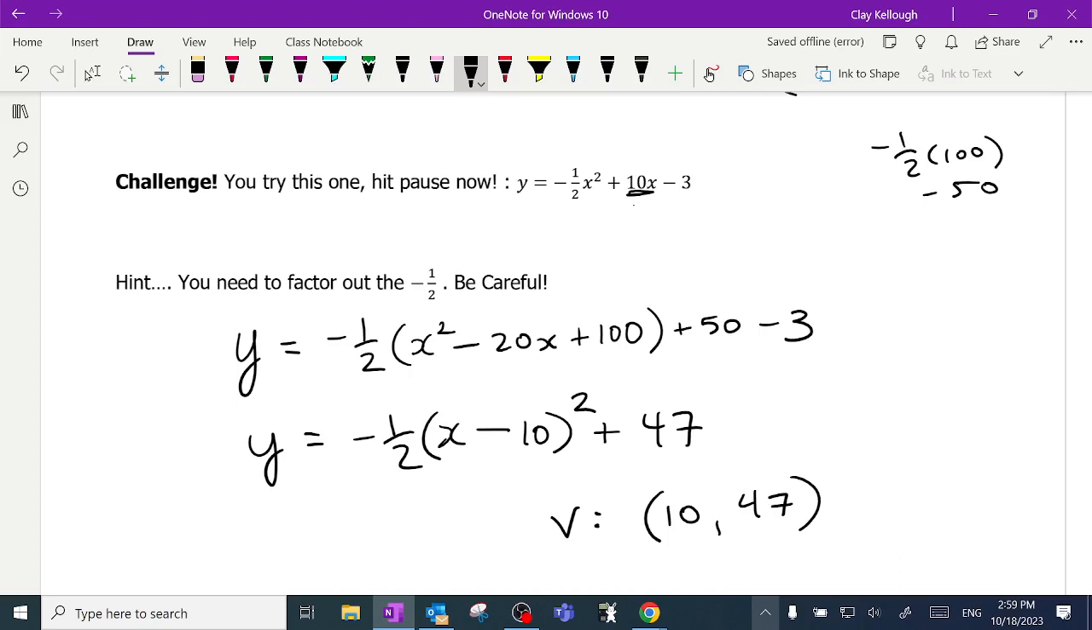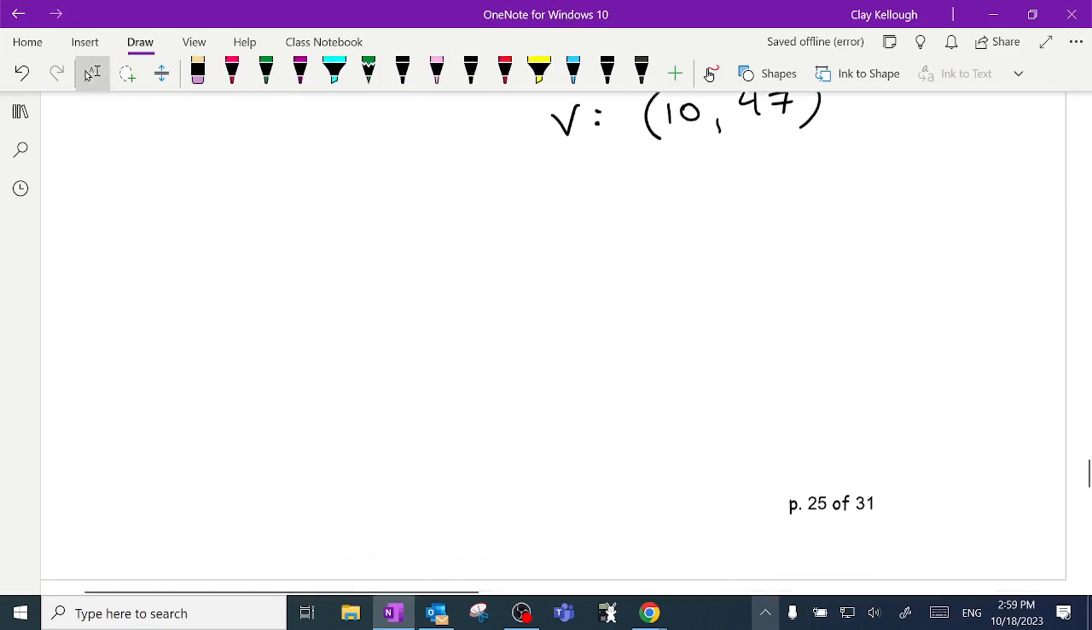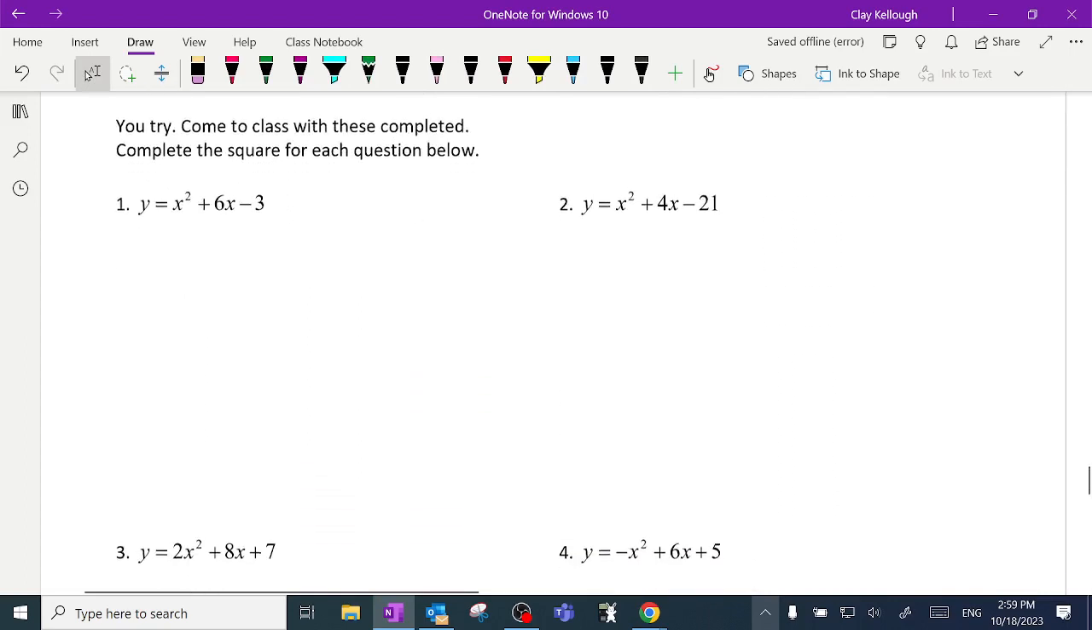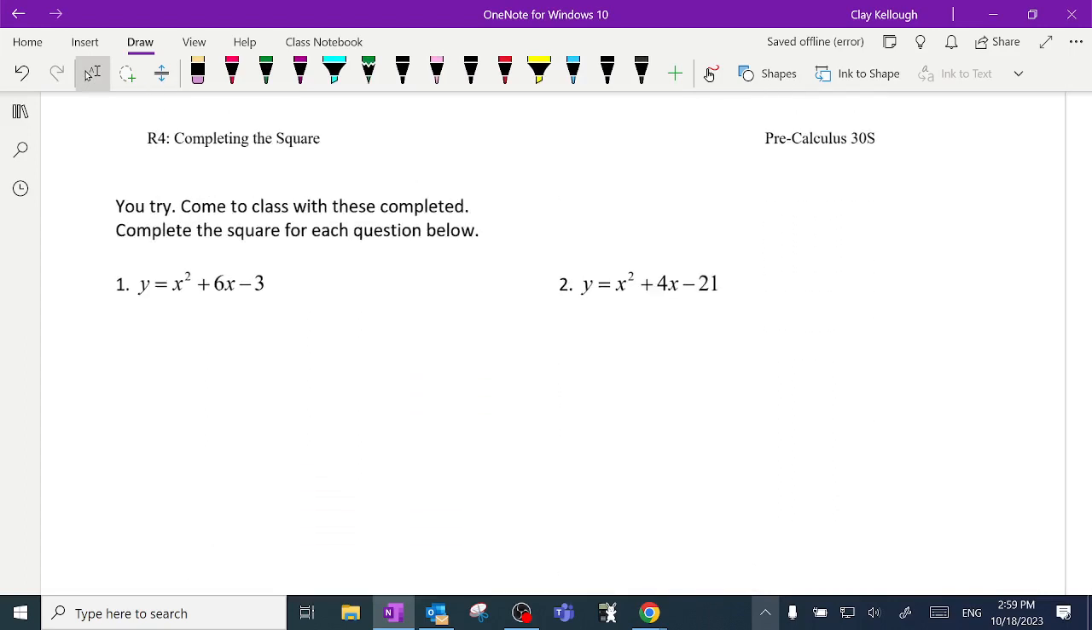So the next 2 pages are questions for you to try. We'll go over them in class tomorrow. It even says, come to class with these completed. We'll go over them first thing in class tomorrow. If, however, you finish all of 1 to 8, then there is a textbook assignment. I'll show it to you.